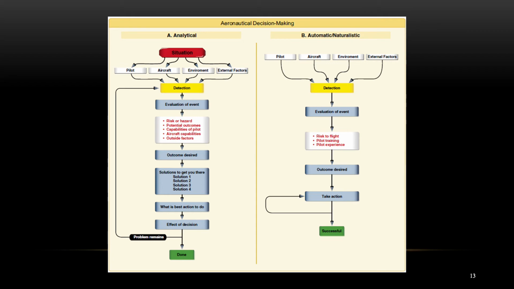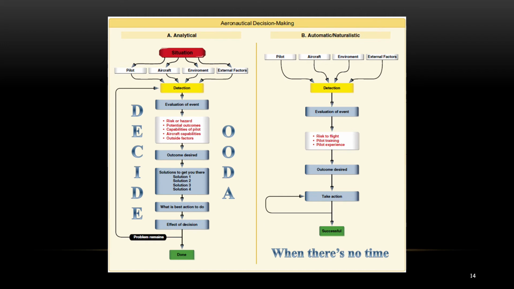Different models have more or less complexity to them. If we have time, we can be very analytical and go through a DECIDE or an OODA loop. When there's no time, we do things almost intuitively, and that's the type of situation where a prior thought process is very important. It's important that you have worked through all these steps on the ground and thought about what they involve, so that in real time when you're in the aircraft, you can handle things on the fly very, very quickly.